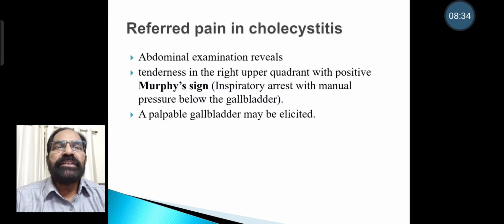Abdominal examination reveals tenderness in the right upper quadrant with positive Murphy sign. Inspiratory arrest with manual pressure below the gallbladder, that is Murphy sign, and a palpable gallbladder may be elicited.